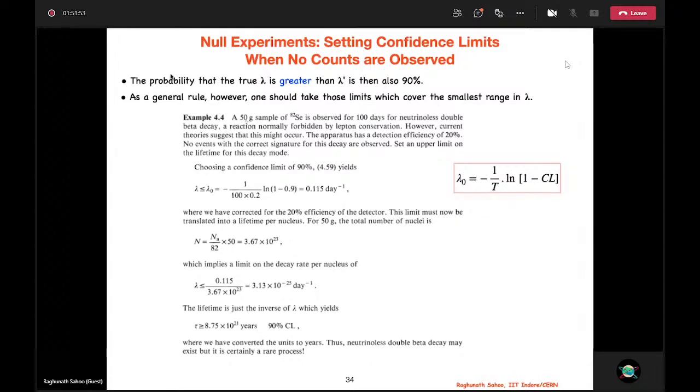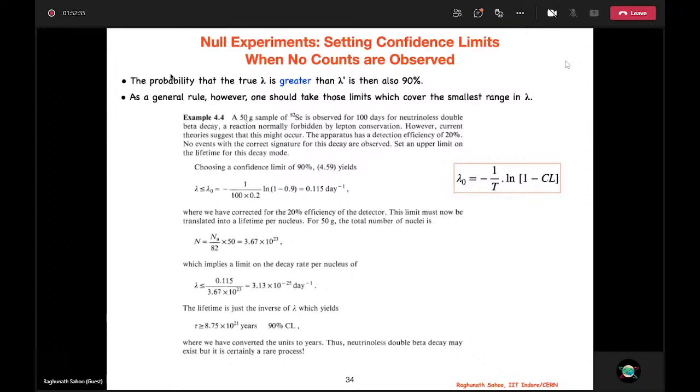Can we set an upper limit on the lifetime of the decay and then establish that this is a rare event? To do that, I again recall the formula for the confidence limit, which was lambda 0 is equal to 1 over t log of 1 minus CL, the confidence limit, and I have chosen a 90% confidence limit here. So for lambda less than lambda 0, I just use this formula, and when I recalculate, my lambda less than or equal to lambda 0 is 0.115 day inverse, and here I have used 20% efficiency of the detector, which goes like 0.2 in the denominator.